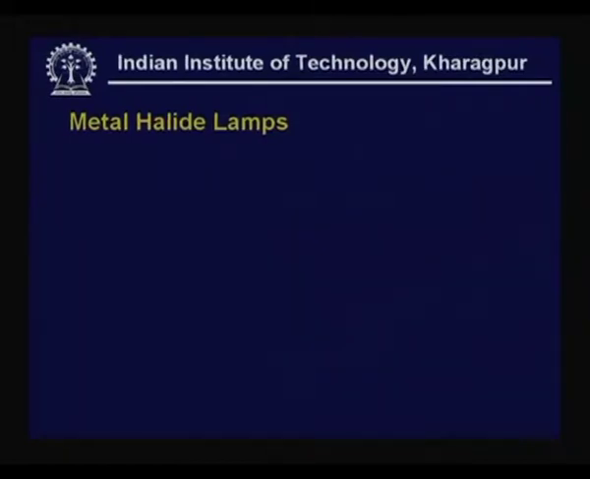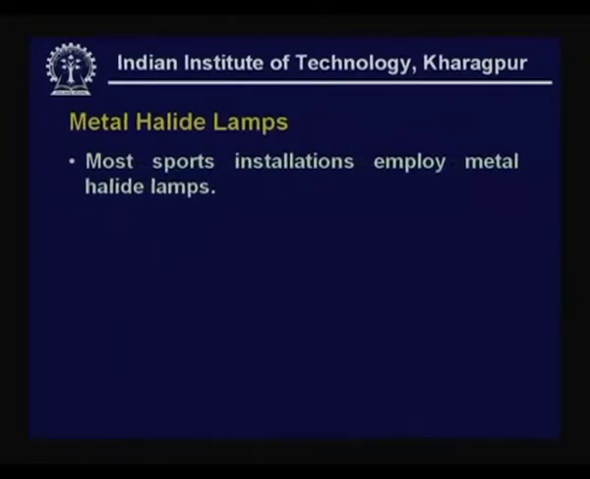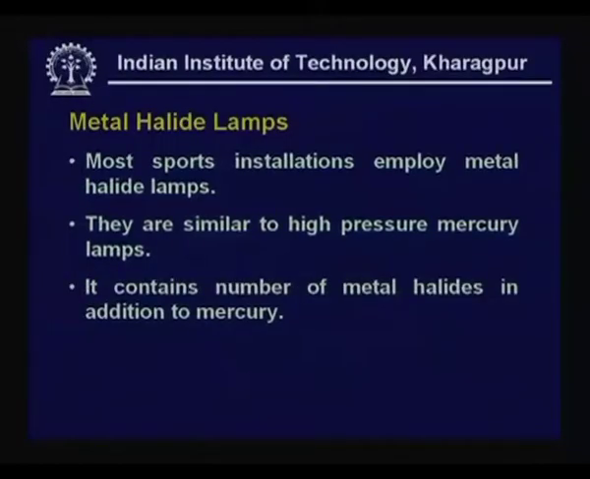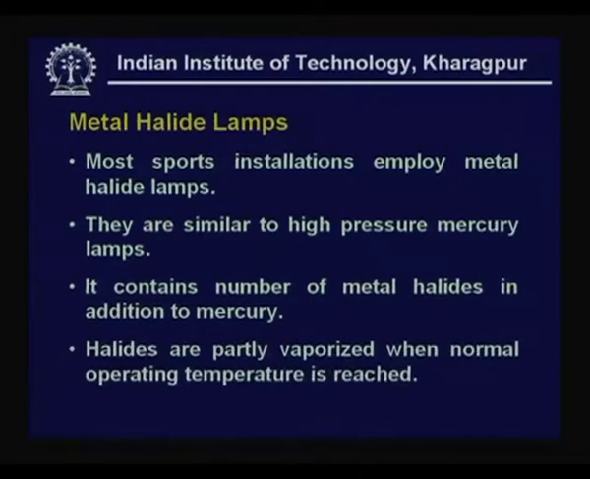Now, as already mentioned, most sports lighting installations employ metal halide lamps. What do they work on? They are in fact nothing but high pressure mercury lamps. We have said high pressure mercury lamps give rise to band radiation, and therefore color rendering is poor. A number of metal halides are added in addition to the mercury vapor to improve the color rendering.